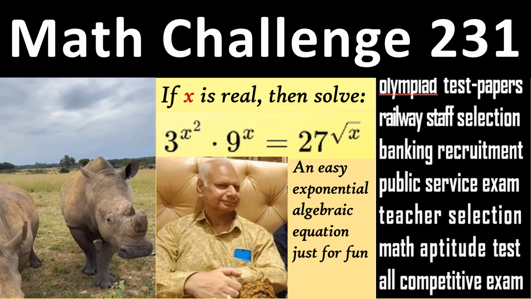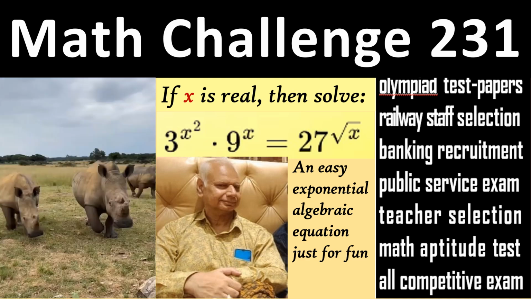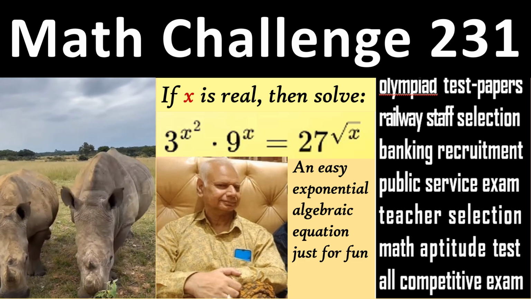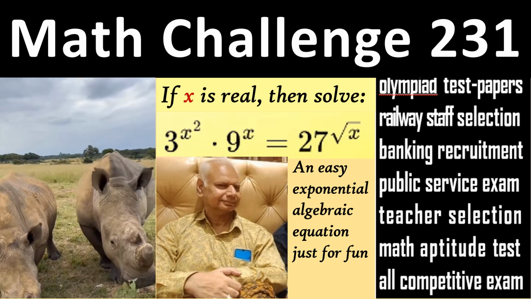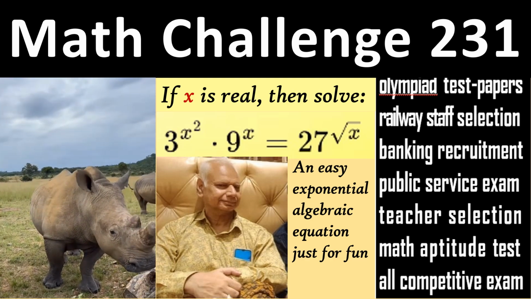This is an exponential equation. 3 to power x square into 9 to power x is equal to 27 to power root x. It will have 4 roots, 2 real and 2 imaginary. So, let's solve it in just a few seconds.